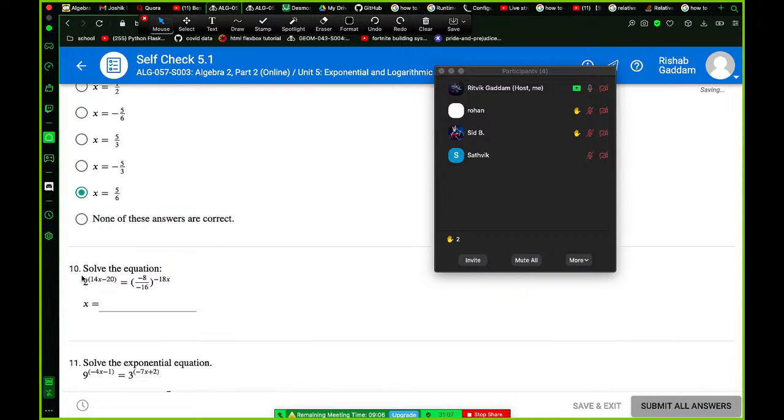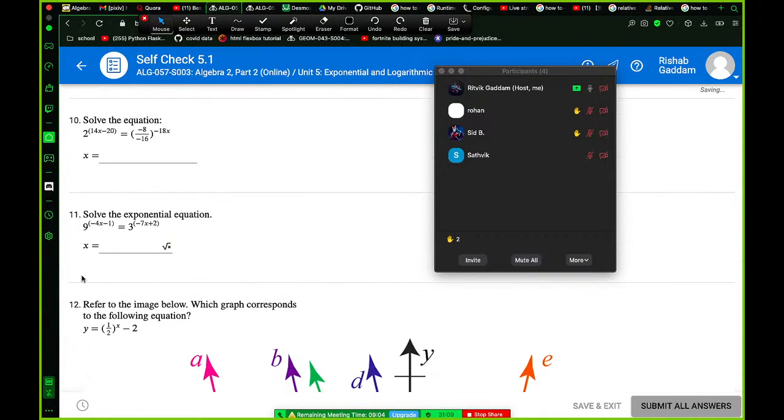Okay, number 10. If you want to do number 10, then raise your hand. This one is also super easy. Okay, Sid, you can do this one. Okay, so this is pretty complex. It's really not. So the fraction is already a half, because negative 8 over negative 16 would give you a half.